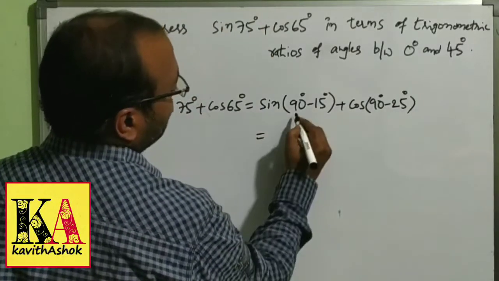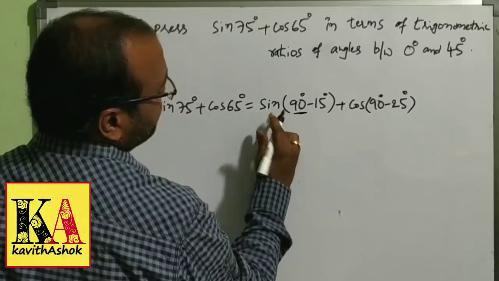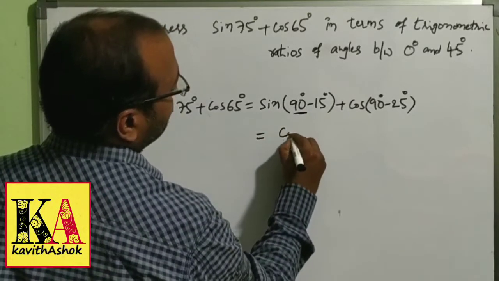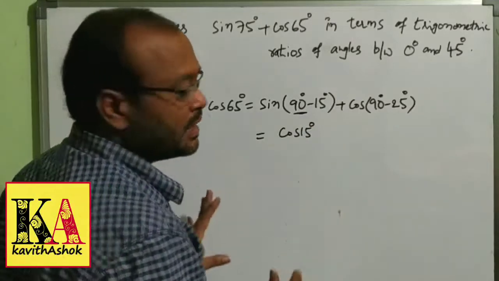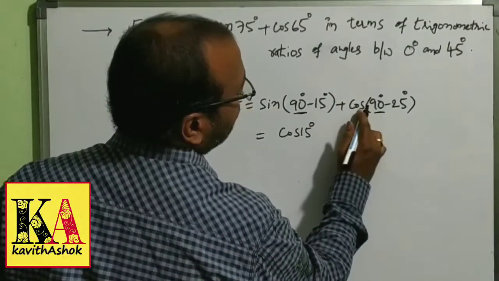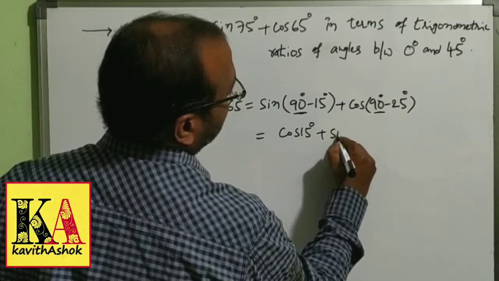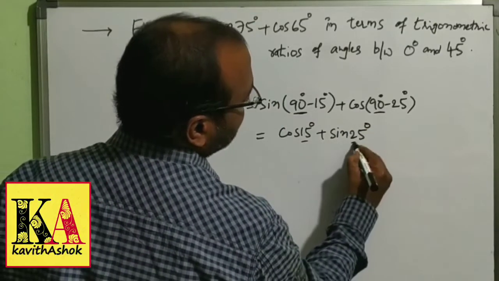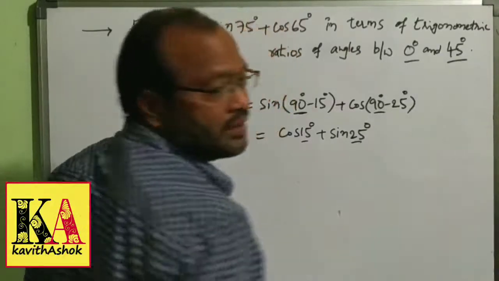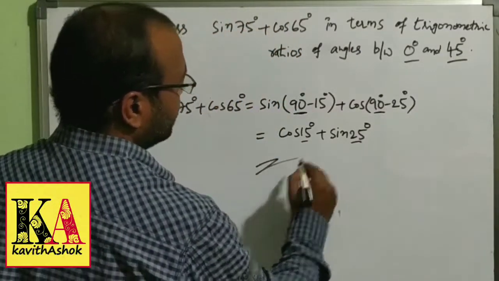Now this is equal to, whenever 90 is there, sine changes to its co-function cos. So cos 15 degrees. 90 minus theta is in the first quadrant, so there is no change in the sign. Again here, 90 degrees is there, cos changes to sine. So sine 25 degrees. Now these two angles lie between 0 and 45 degrees. So this is a conversion.